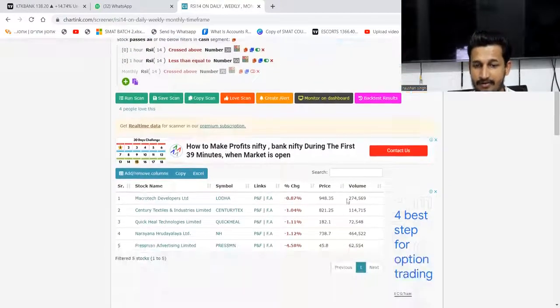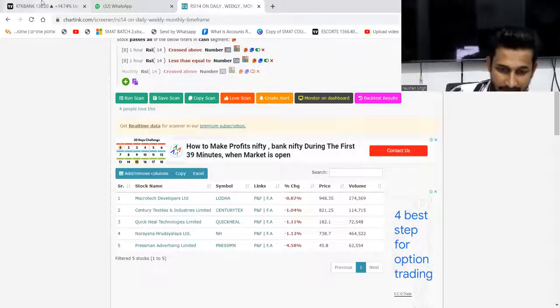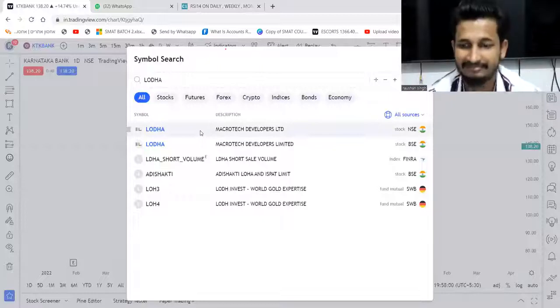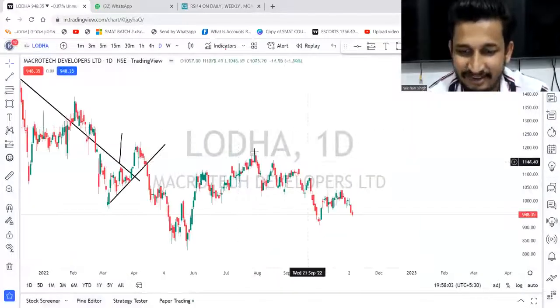So let's have a look. Please make sure that you're having a look at the volume. The volume should be high, minimum, you can go for 2 to 3 lakh rupees. The first one has a weird name. And then we have these three, 1, 2, 3. Century Textiles also, we can go for it. So let's have a look at the first stock name. Weird names.